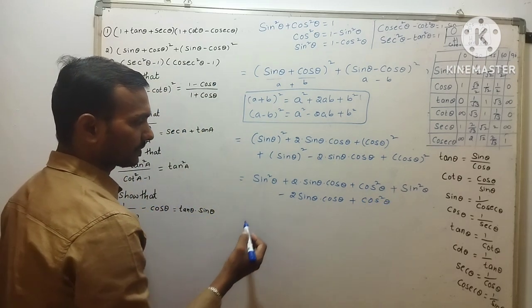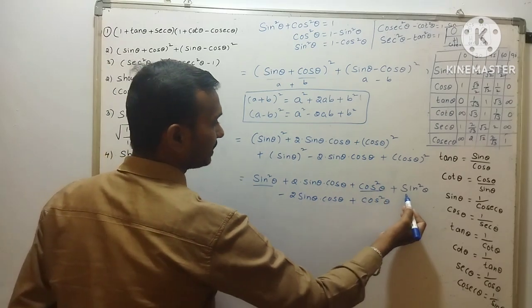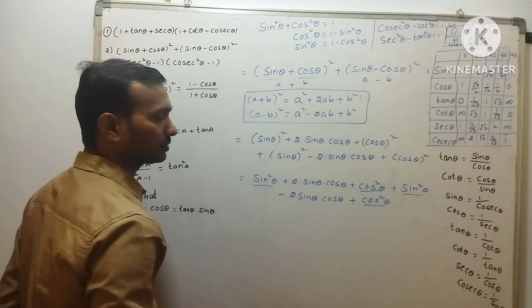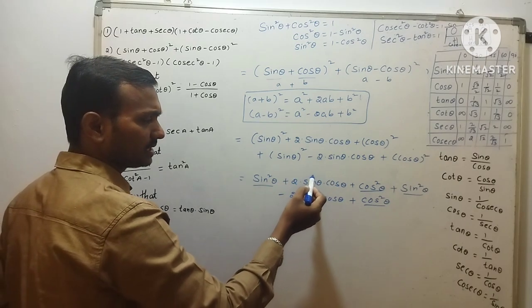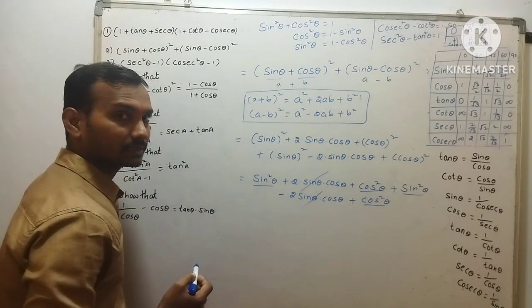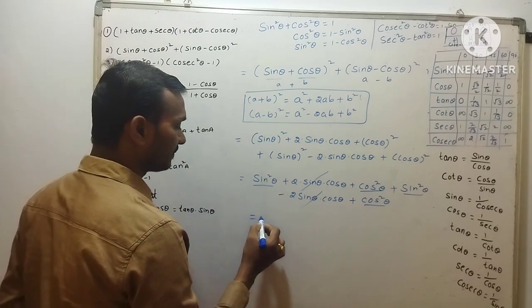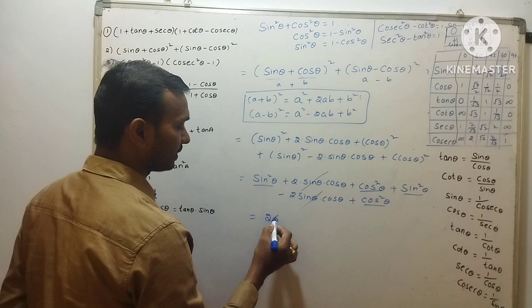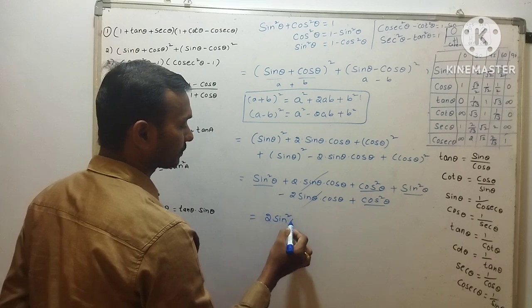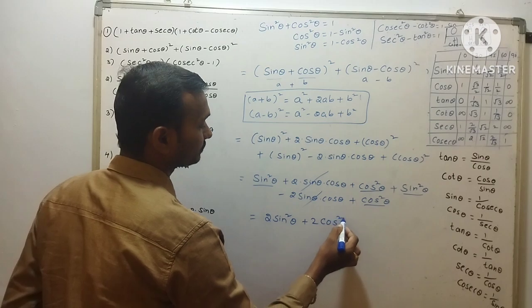So just you see, write these two sin square theta plus cos square theta together. Again these two sin square theta, cos square theta together. So this is 2 times sin theta cos theta, 2 times sin theta cos theta gets cancelled. One is plus, one is minus. So we are left with finally 2 times sin square theta, 2 times cos square theta.